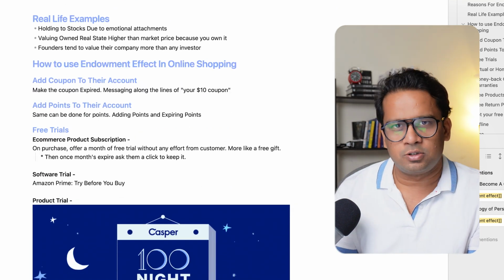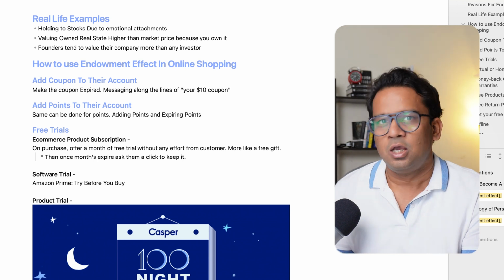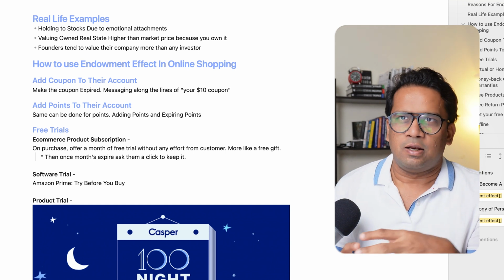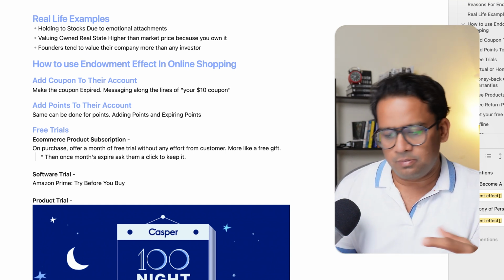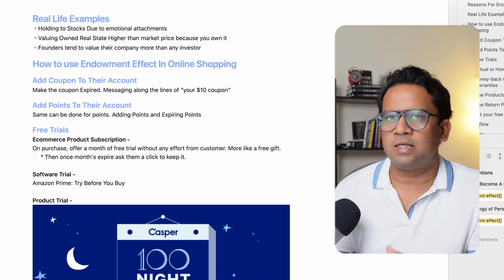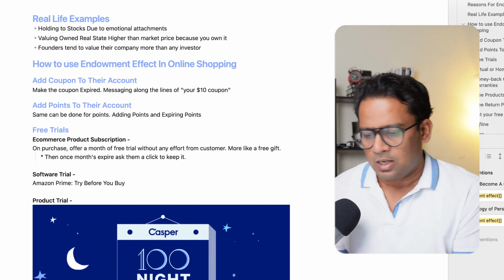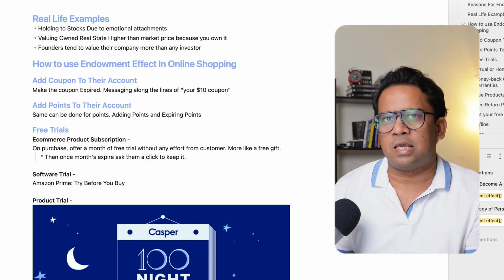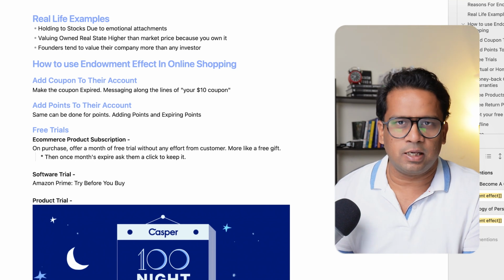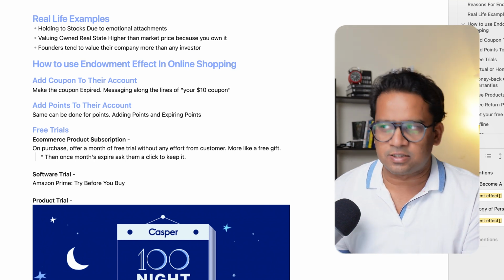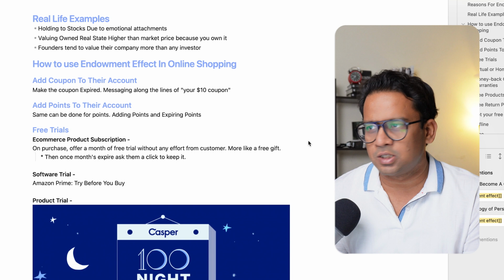So you can add points to the account, then you can take away the points. So people tend to have a different response. Not everyone will convert, but what I'm saying is the overall percentage improves, even if you say that without this kind of a psychological game. So these two we have tested multiple times and we have got successful results.